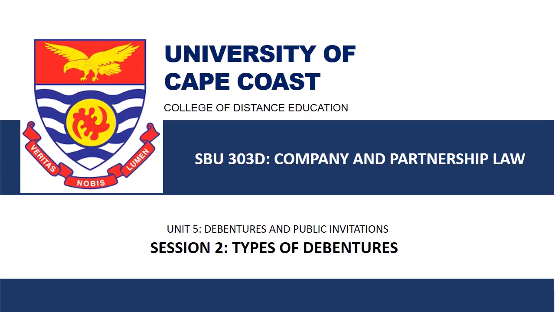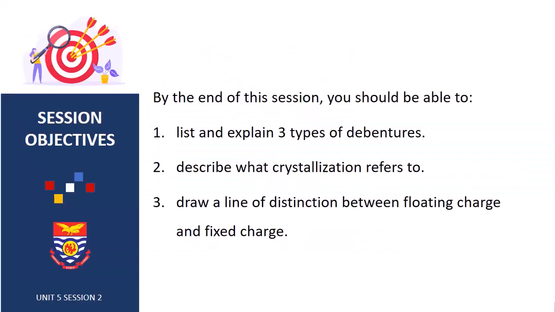Today we will deal with Section 2, which is on types of debentures. Session objectives. By the end of this session, you should be able to list and explain 3 types of debentures, describe what crystallization refers to, and draw a line of distinction between floating charge and fixed charge.